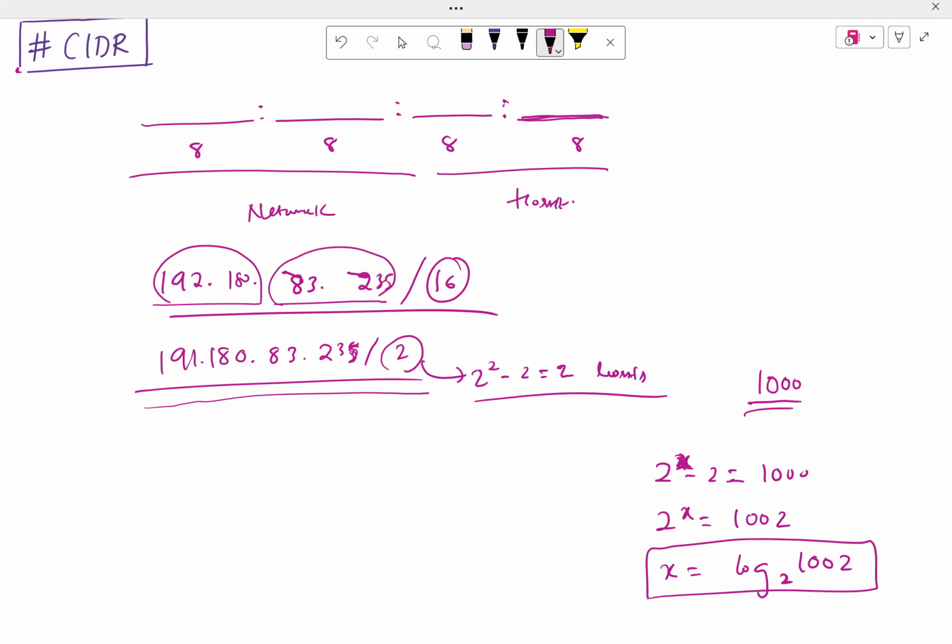So how many to the power 2? 2 to the power 10 is 1024. 2 to the power 9 is 512. So if you take 9 bits per host, you won't be able to accommodate 1000 hosts. If you take 10 bits per host, you'll be able to accommodate a lot of hosts, like 1024 hosts, and 1000 is less than 1024. So yes, you can accommodate that.